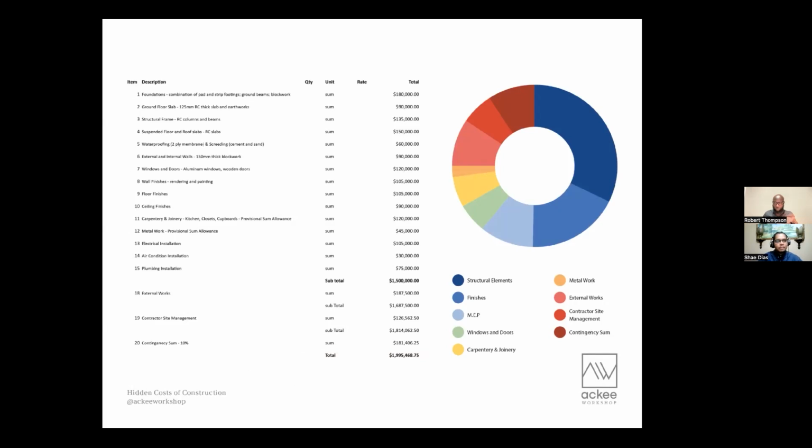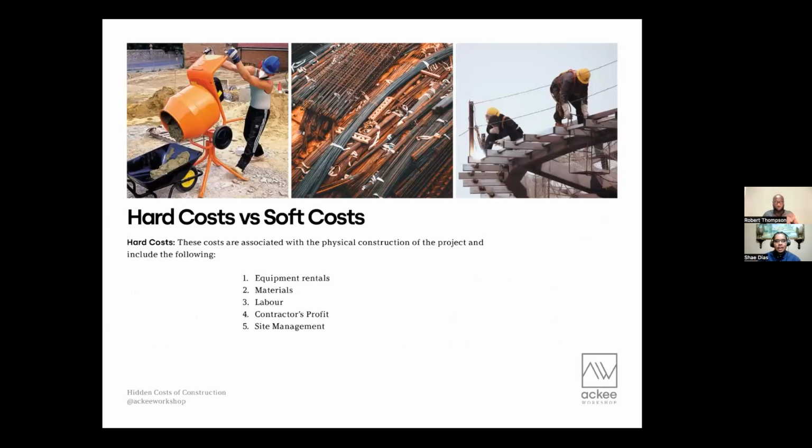Okay, so now we're going into the two different types of costs that we deal with, the hard costs versus the soft costs. And the hard costs are the tangible physical items that you could see. For example, there'll be the rental of equipment, the materials, the labor, the site management. And these are things, most of them are things that you could see with your eyes and physically hold and say, I bought this. And that's what makes it a hard cost.